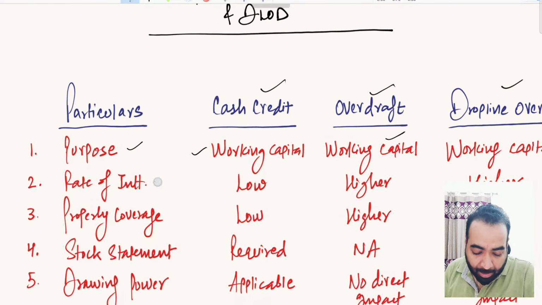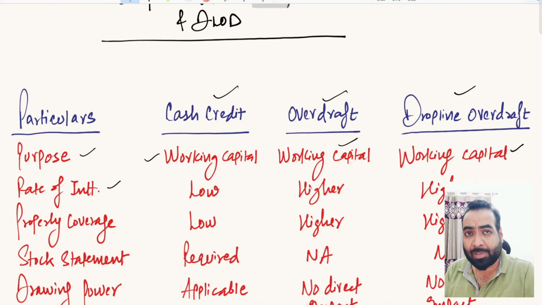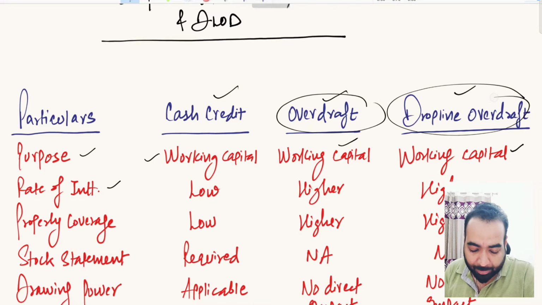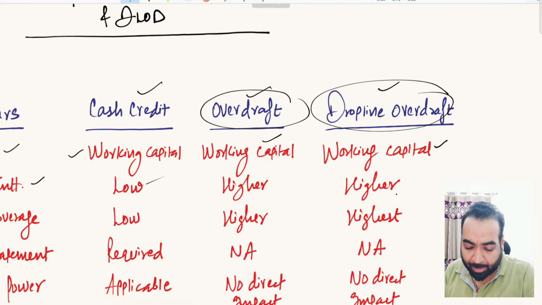Rate of interest. The cash credit enjoys the lowest rate of interest as compared to both of these facilities, right? So the interest rate is lower in cash credit as compared to overdraft and drop line overdraft. While in overdraft, you will have to pay a higher rate of interest due to lower monitoring levels. In drop line overdraft, you are given higher tenure as well, right?